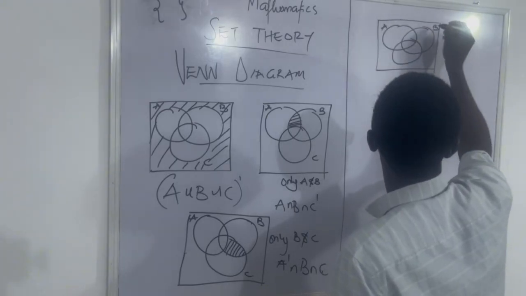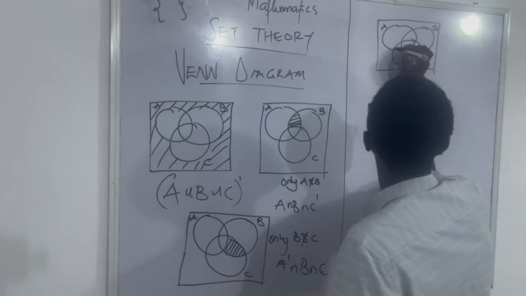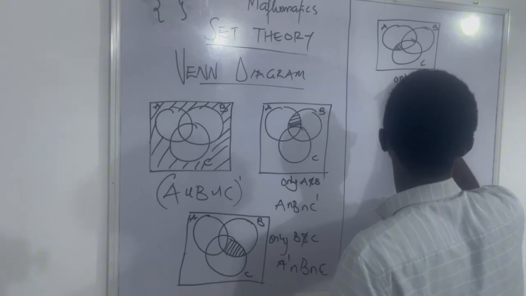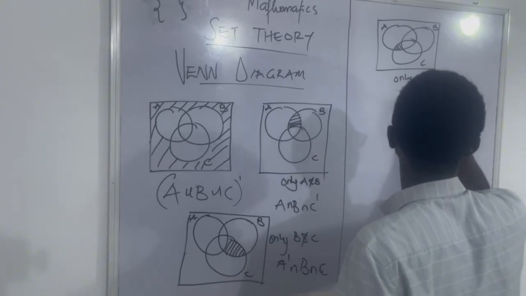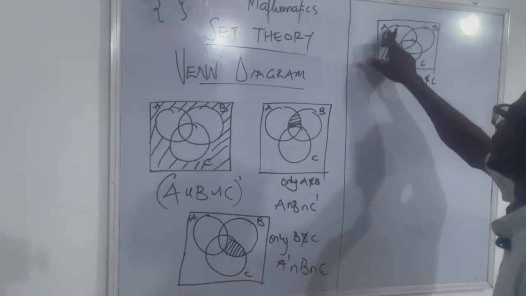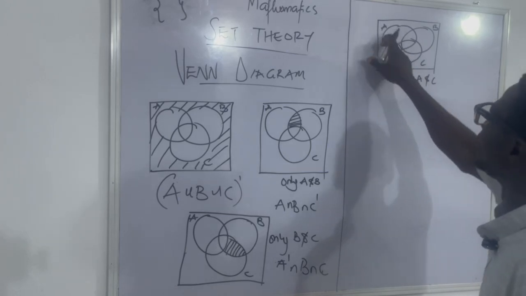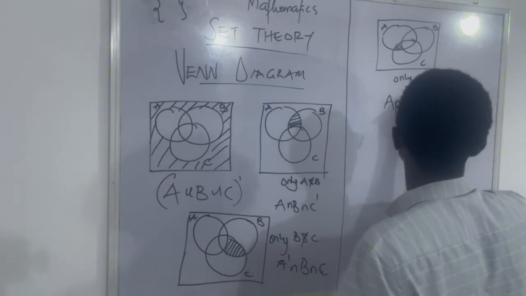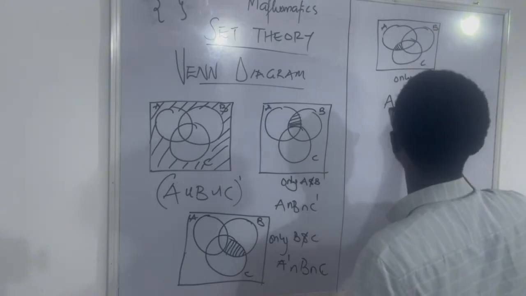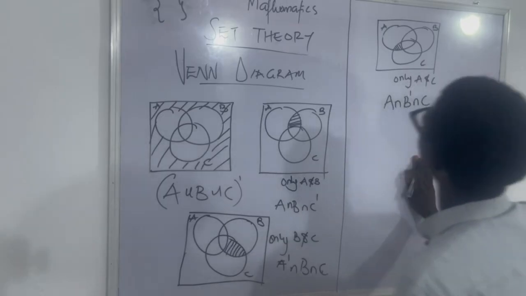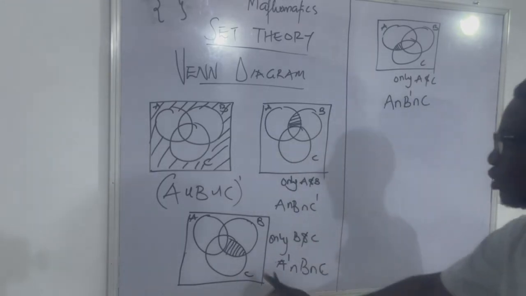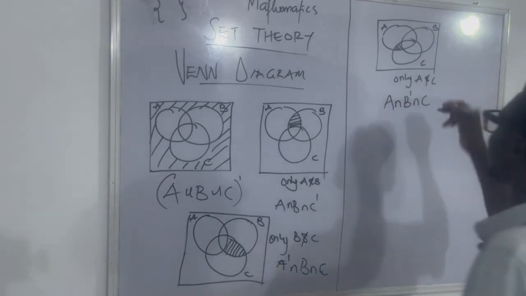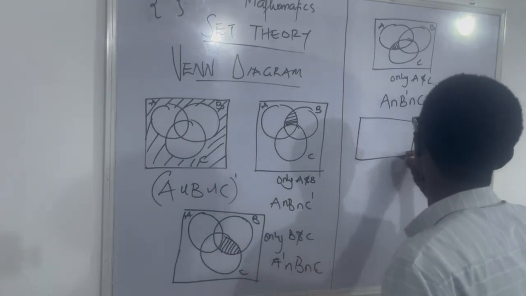So this A, this B, this C. If I shade this part, it means only A and C. So we can say how many students offered agric and chemistry only. So it will be just that. That's A intersection B complement intersection C, because B is not even there. So that is only A and B, only B and C, only A and C. Are we together now?